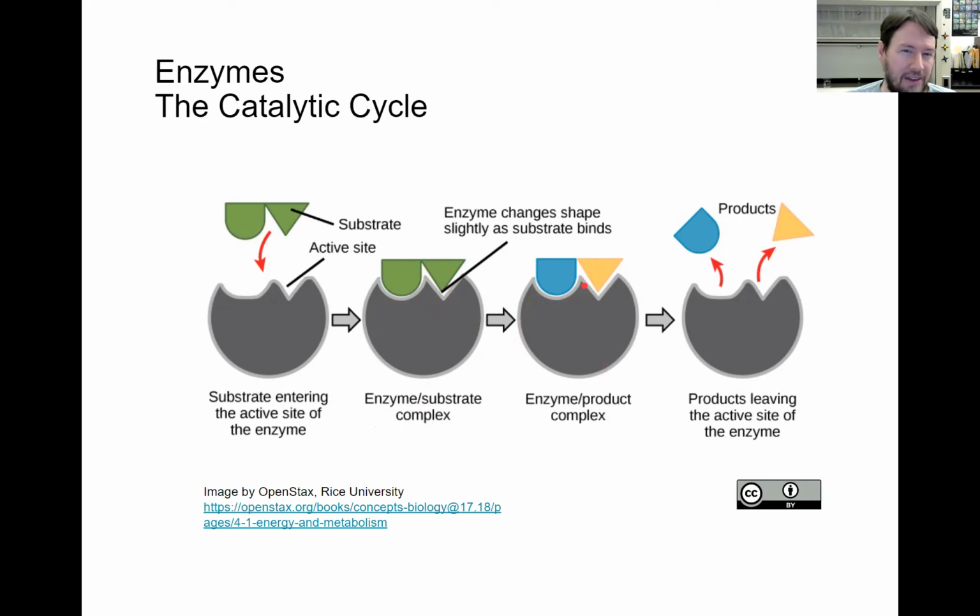And the products don't usually fit quite as well into that active site. So they are released. So the products go off and do whatever it is they're going to do. And the enzyme returns to its original shape. So it can actually go back and pick up a new substrate and repeat this cycle over and over and over again. A single enzyme can probably catalyze tens of thousands, if not hundreds of thousands of reactions without degrading.